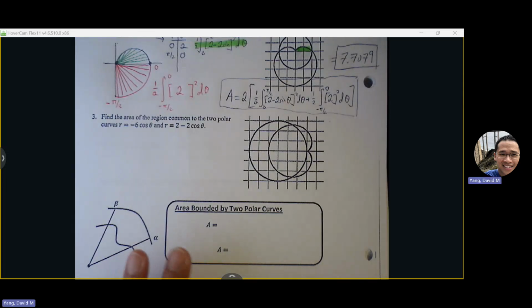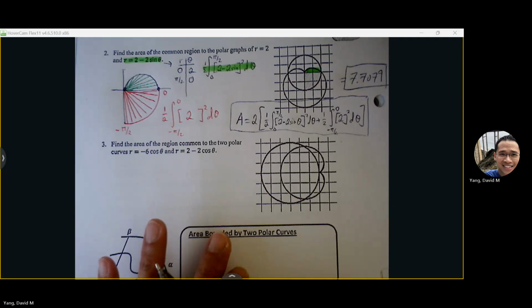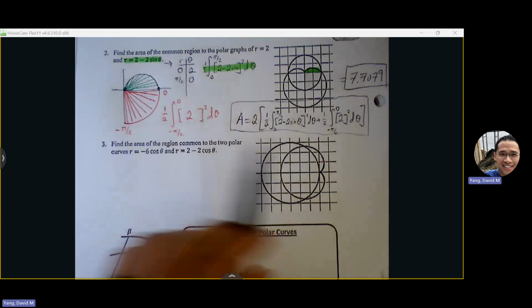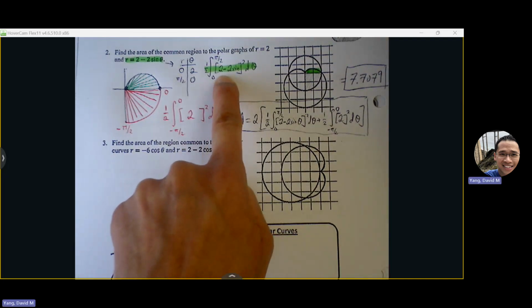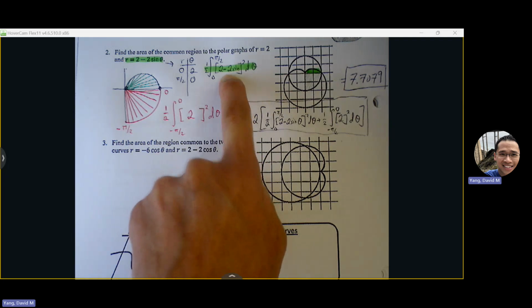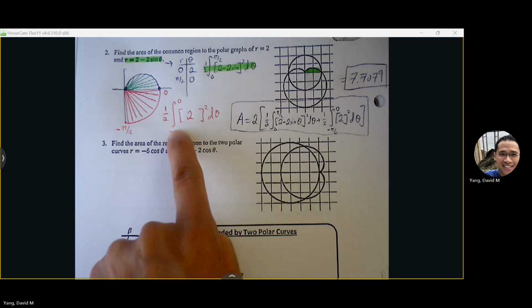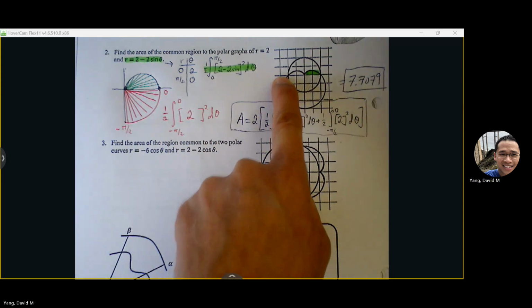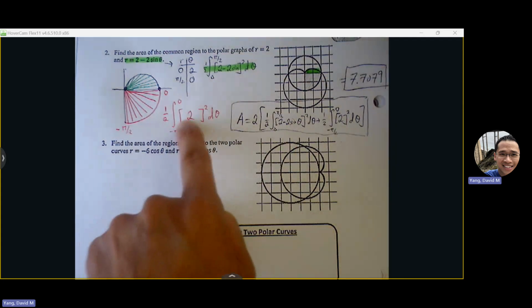Any questions with 2? Yeah, for the integral of 0 to pi to get both sides? Yes, you can go from 0 to pi under the 2 minus 2 sine theta, squared, and then from pi to 2 pi, and then get that area. Is that what you want?